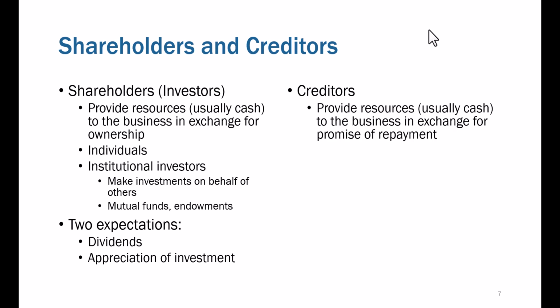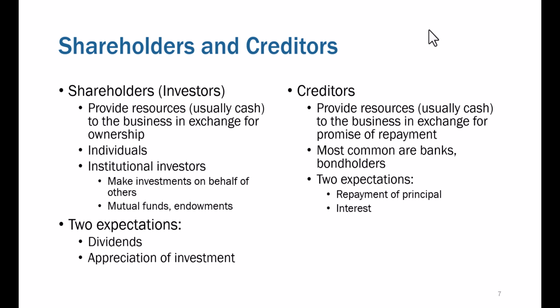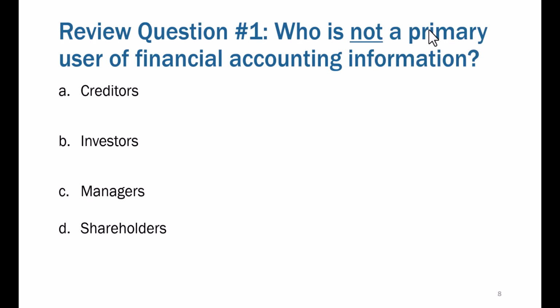Now, creditors, those are people who are going to give resources, usually cash, to a company in exchange for the promise of repayment. We oftentimes refer to these as loans. That can also be bonds, loans from banks, bonds held by bondholders. There's two expectations. People want to get their money back, and they also want to get interest on top of that.